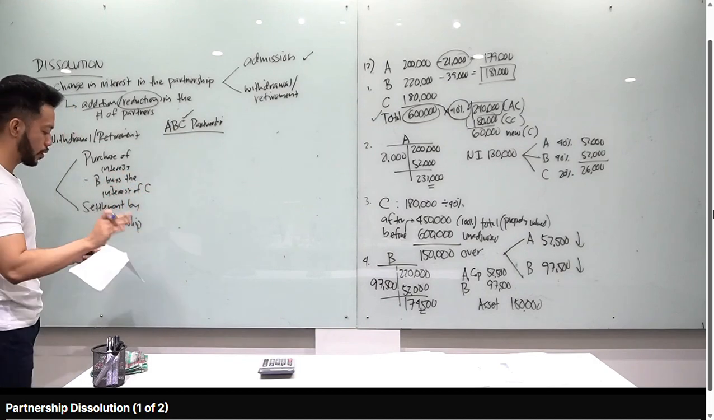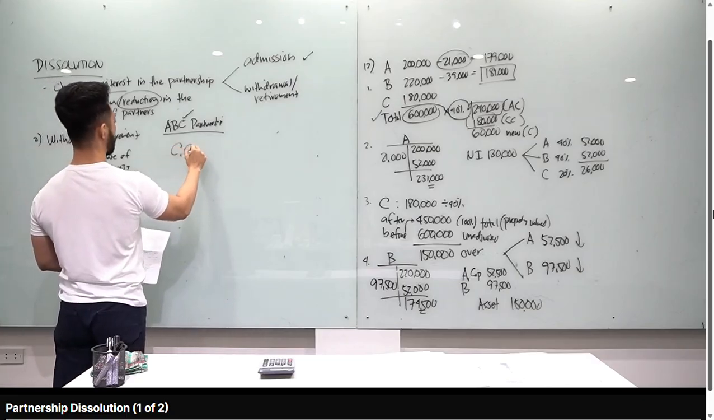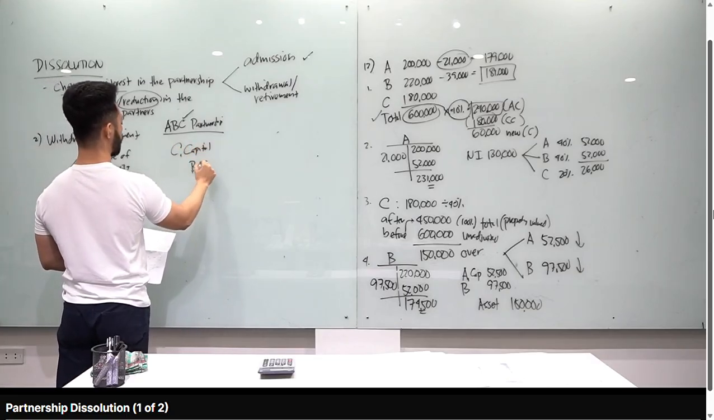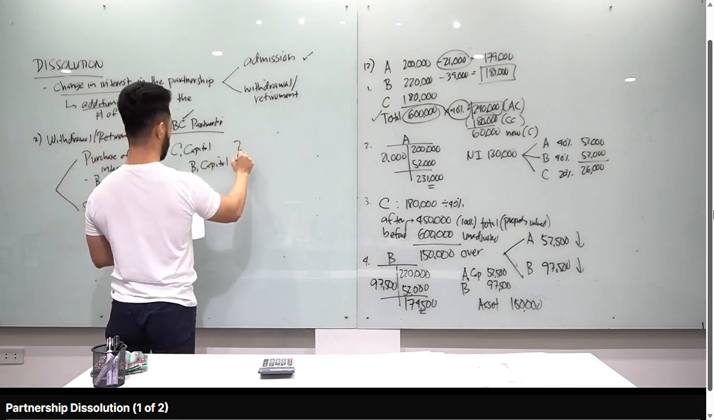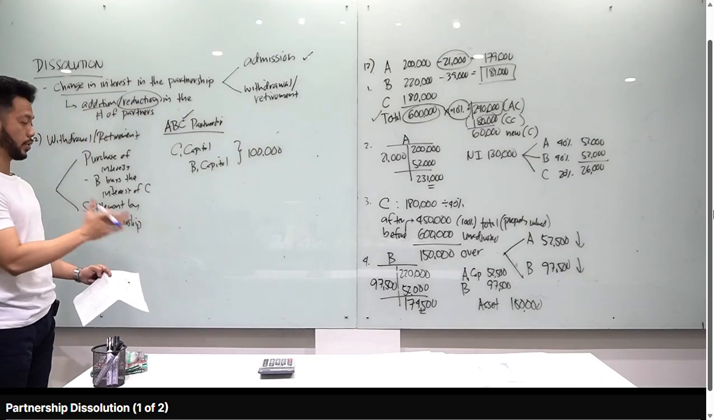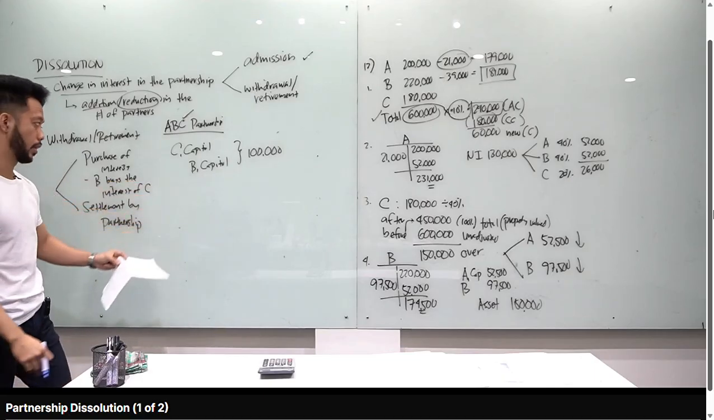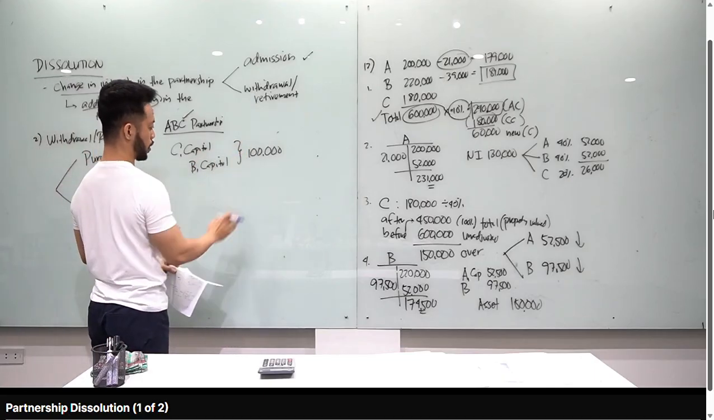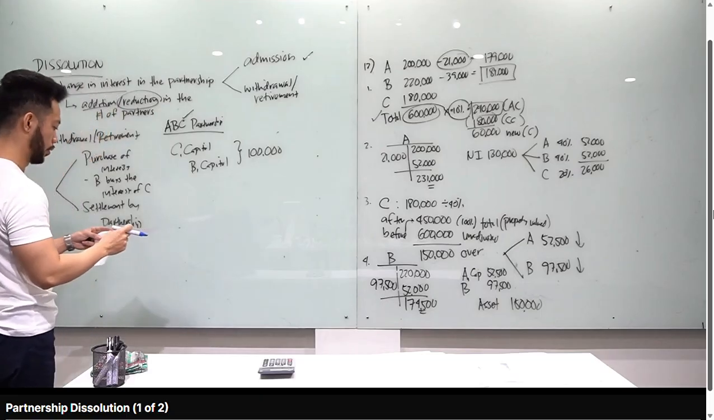Entry natin dyan is meron lang tayong transfer of capital. Debit C capital, since alis siya. Si B yung bumili, credit B capital. Let's say 100,000 yung balance ni C. Ayan. So regardless of the amount na binayad ni B kay C, ito yung entry natin. Alright? Again, for purchase of interest, no change in the total capital.